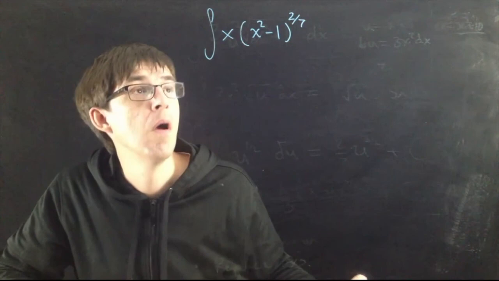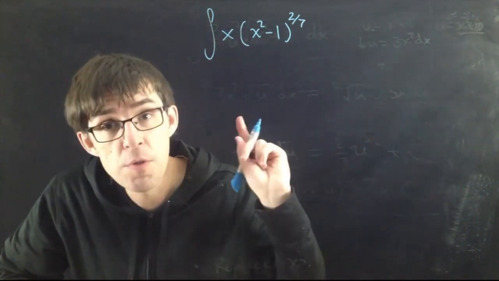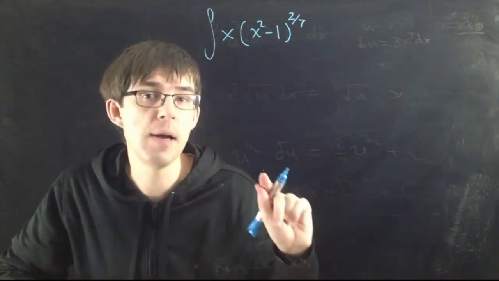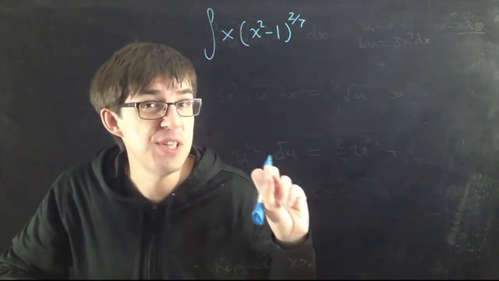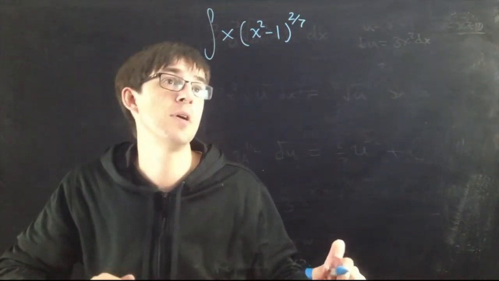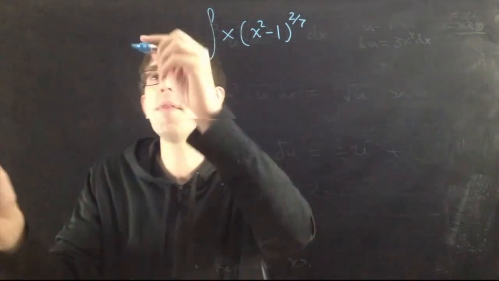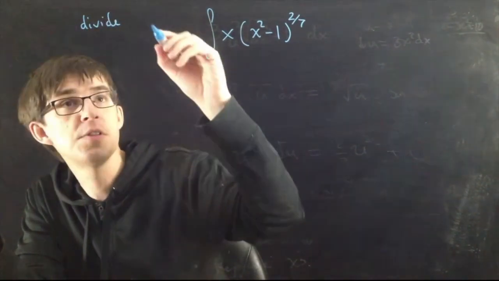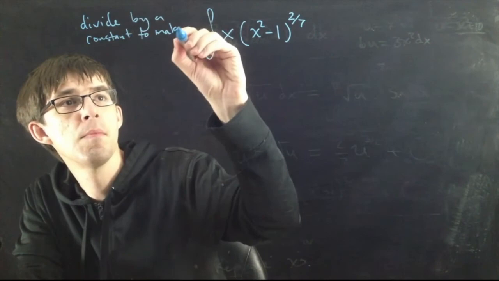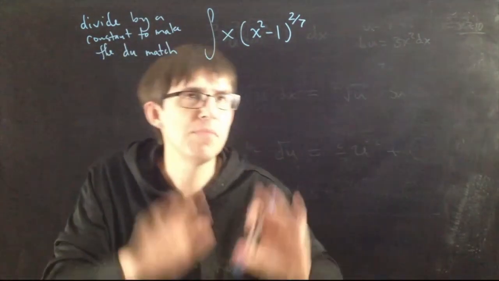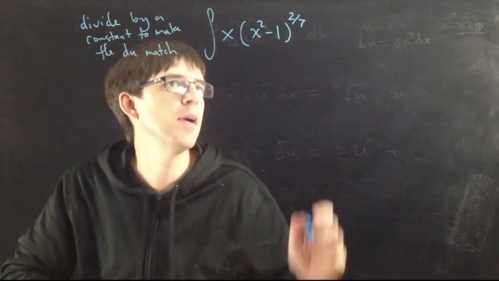Example number 2. This one is very similar, although you will see this requires one extra step. The ones we've done so far have actually been easy because you didn't have to do this one step that you do usually have to do. And I will tell you what that step is. This won't make sense right now, but you'll see what I mean in a moment. It says divide by a constant to make the du match. You'll see what I mean when we get there.